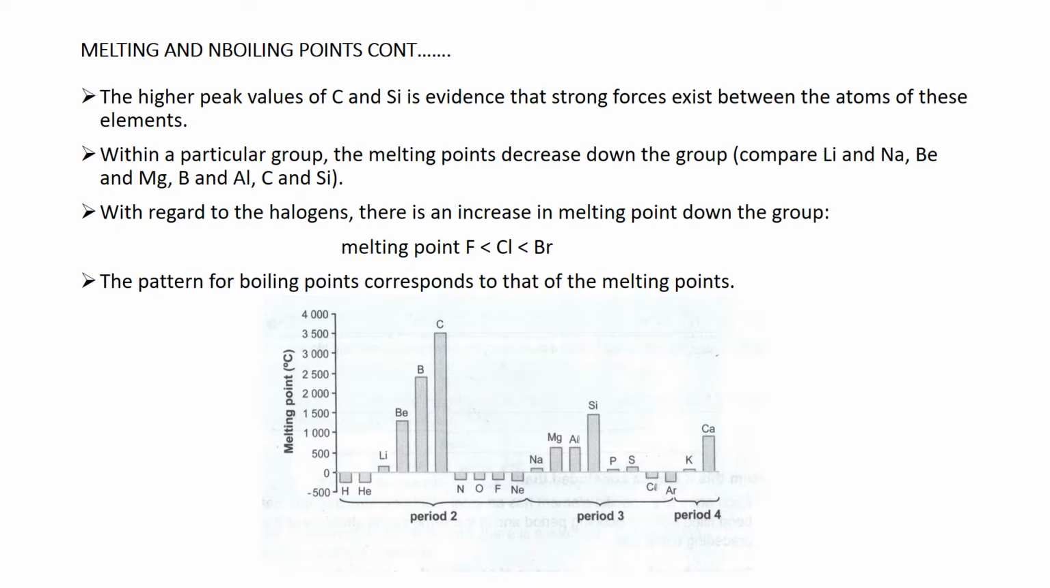With regard to the halogens, there is an increase in melting point down the group. So the halogens are an exception in the decreasing melting point down the group. When you look at them, there is an increase in melting point as you go down the group. So the melting point of fluorine is less than the melting point of chlorine, which is less than the melting point of bromine. The pattern for boiling points corresponds to that of melting points. So melting points and boiling points have the same pattern in the periodic table.